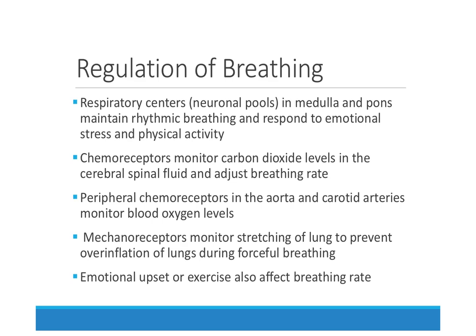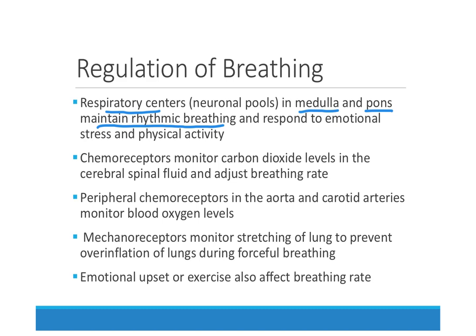There are a number of different parts of your body involved in the control of the rate of your breathing, how fast you're breathing, how deep you're breathing. There are respiratory centers, neuronal pools. Remember, these are collections of neurons that have a common function. They are found in your brainstem, in the medulla and the pons, and that's what's in charge of maintaining this rhythmic, relaxed breathing automatically.